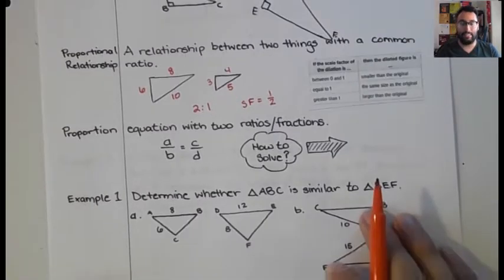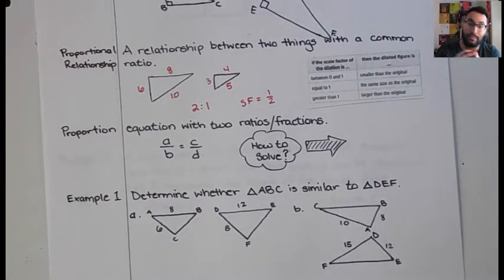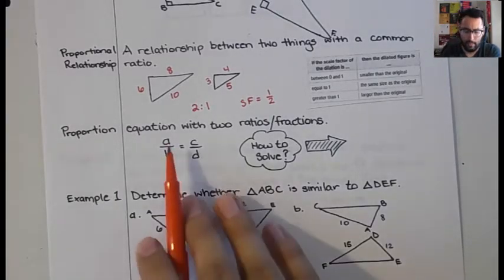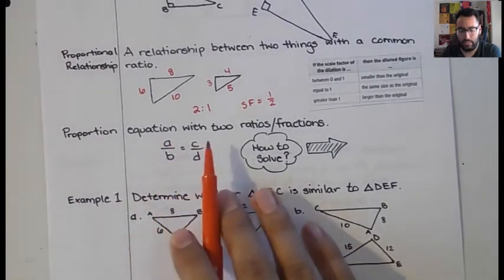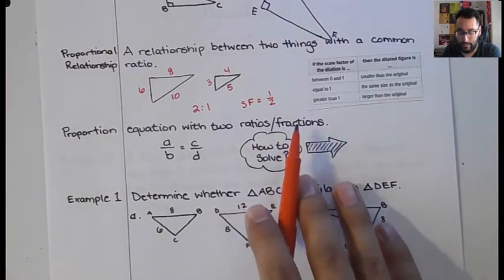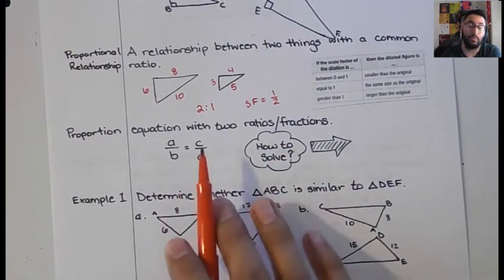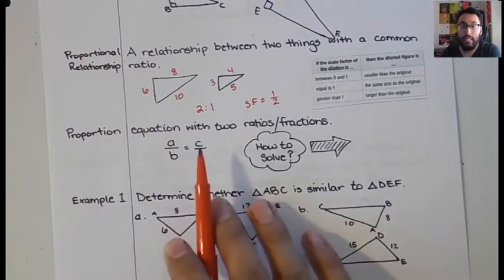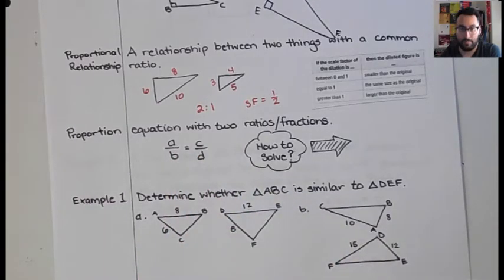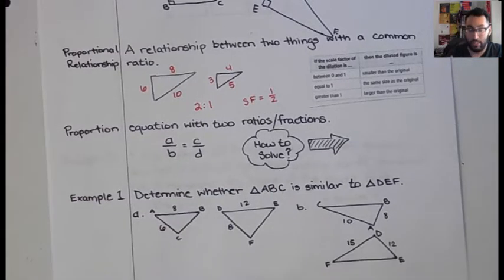Okay, next thing is a proportion. This is pretty much how we figure out these problems. A proportion is an equation with 2 ratios or fractions. It looks like this. We have a fraction equal to another fraction. So I have A over B equal to C over D. Now I know when we have fractions, it's always tough because it's kind of an obstacle in our way of trying to solve an equation. So how do we solve it?